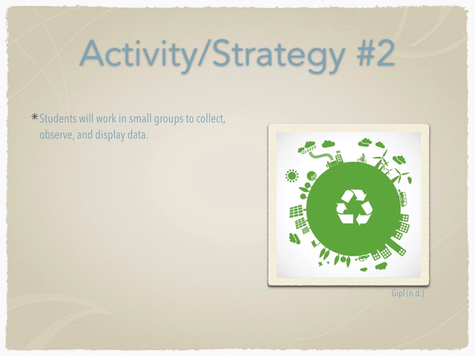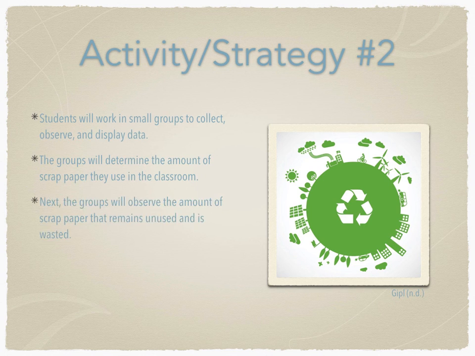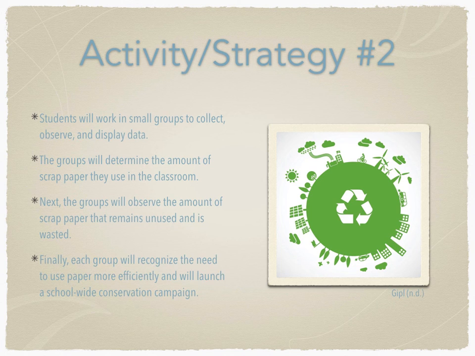Activity number 2, students will work in small groups to collect, observe, and display data. The groups will determine the amount of scrap paper they use in the classroom. Next, the groups will observe the amount of scrap paper that remains unused and is wasted. Finally, each group will recognize the need to use paper more efficiently and will launch a school-wide conservation campaign.